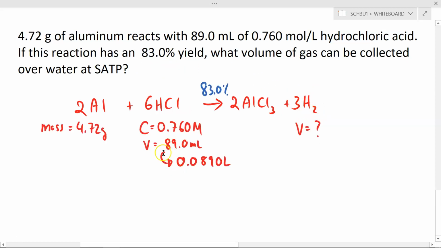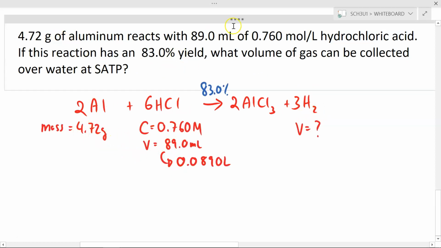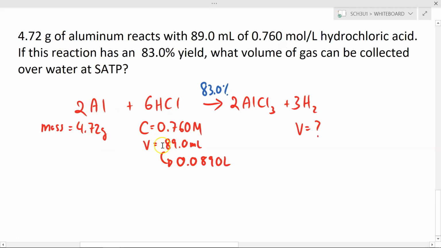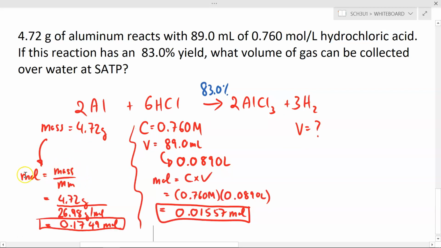Alright, so 4.72 grams, concentration and volume for the hydrochloric acid. Don't forget to convert your milliliters to liters, and we're going to find out what the volume of hydrogen gas being produced is. As always, if you have no clue what to do, convert to moles. With this side, we're going to use mole equals the mass over molar mass, punch that in, and we get 0.1749 moles of aluminum. But on this side, we're going to use mole is equal to C times V, C 0.760 molar, V 0.089, multiply them, and you get 0.01557 moles.